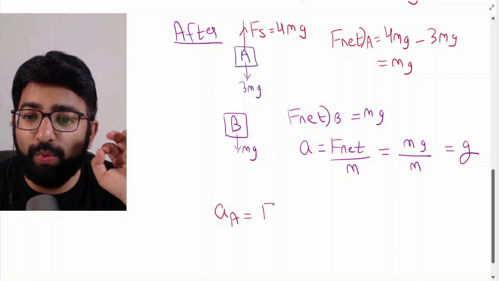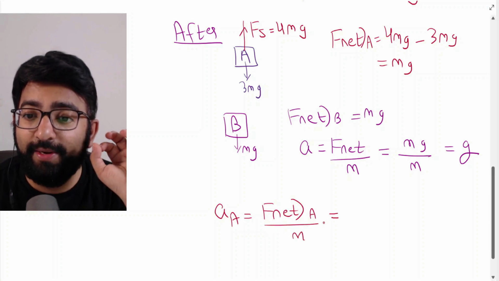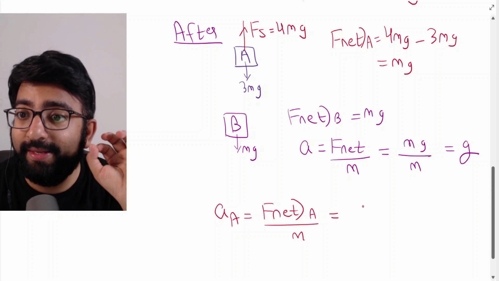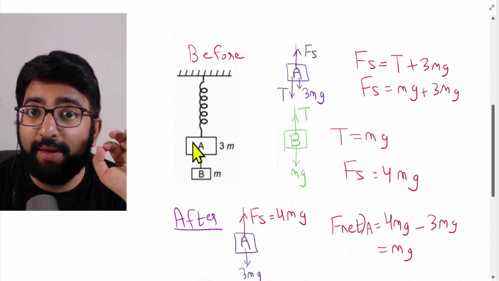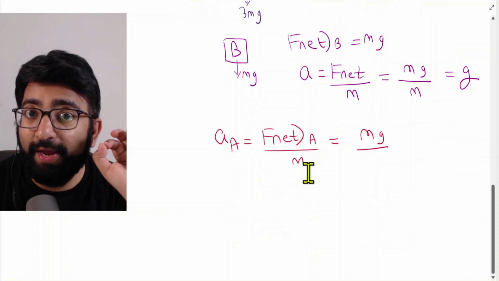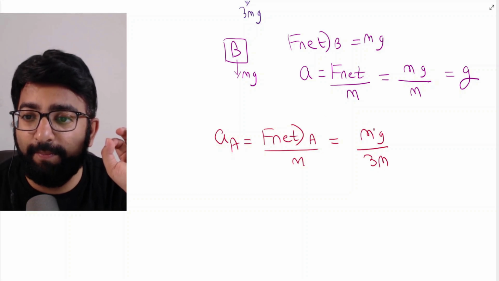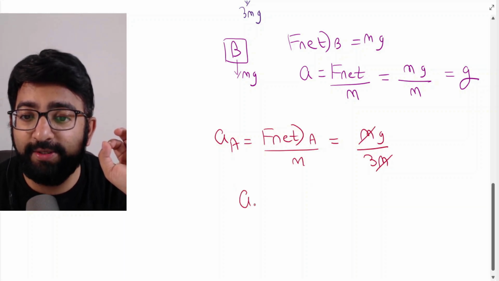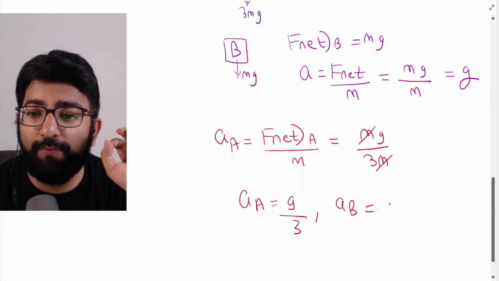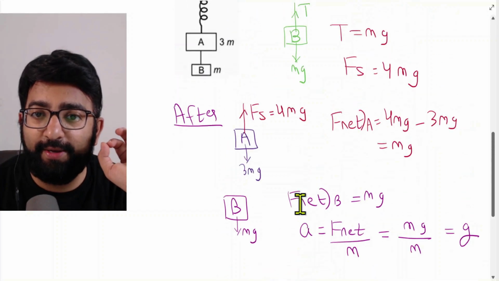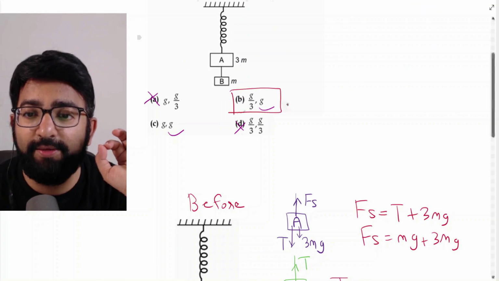Acceleration for A will be equal to the net force acting on A divided by m. Now the net force acting on A is mg. But what is the mass of A? If you go back to the question, mass of A is 3m. So instead of m, which is the mass, we will write 3m in the denominator. And then we just simplify it, we will get g by 3. Hence, acceleration of A is g by 3 and acceleration of B is g. Let's see which option has this. g by 3 and g, that is option B is the answer.